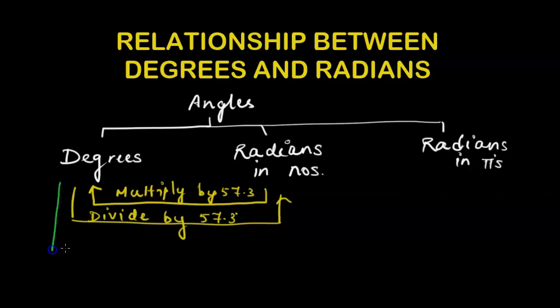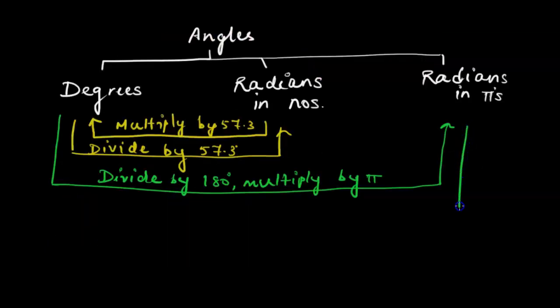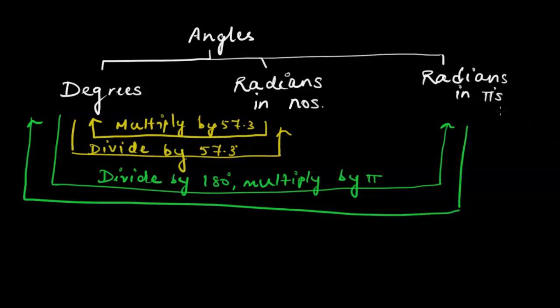Now, radians in pi and degrees can also be related. If we want to change degrees to radians in pi, then the rule is divide by 180 and multiply by pi. When we go in the reverse order, that is from radians in pi to degrees, the inverse operations work. So we have to divide by pi in that case and multiply by 180 degrees.